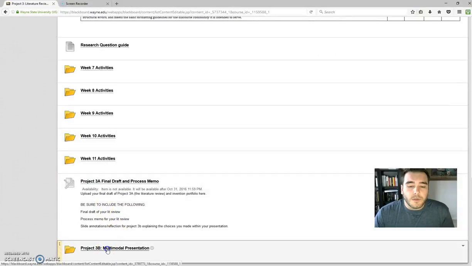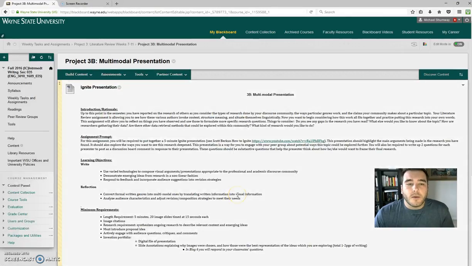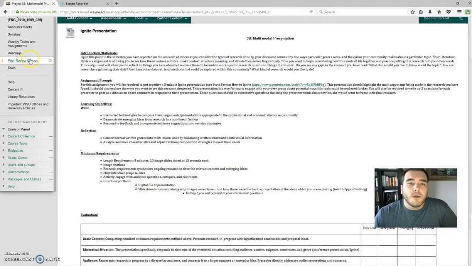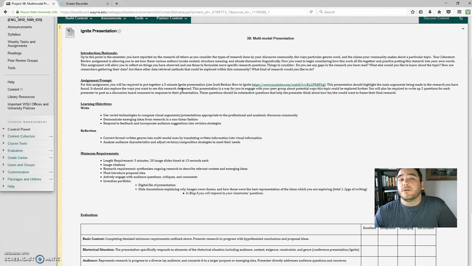Now, there's two things that I want to talk about here. One of them is I want you to make sure that you're uploading your projects to your peer review group, just so you can get a chance to look at each other's and ask questions and things like that. And the other one has to do with what is essentially going to be the invention portfolio for your presentation. But we'll cover that in a second.